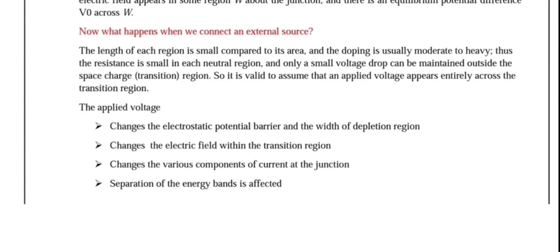Now what happens when we connect an external source? When we connect an external source, there are two conditions. The first one is forward biasing and the next one is reverse biasing. So what all things can happen inside this p-n junction? We already have a depletion width and we have an electrostatic barrier potential V0. These things will change. Either the width will increase or the potential amount may increase or decrease. There will be a change in the electric field within the transition region, changes in the various components of current at the junction, and the separation of the energy bands will also be affected. So the next topic will be the p-n junction under forward and reverse bias.